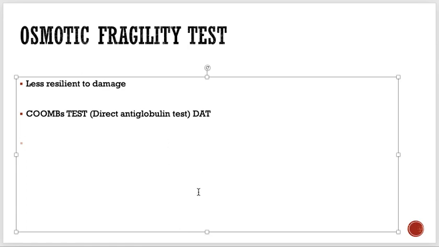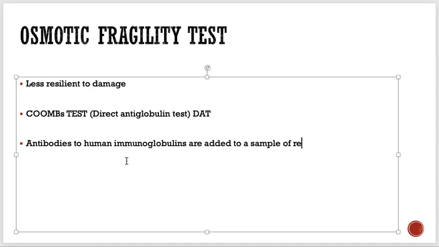In this test, antibodies to human immunoglobulins are added to a sample of red blood cells. So what we do is add antibodies to human immunoglobulins. Again, if you are good in immunology, you must understand what I'm saying. We add them to a sample of red blood cells from the patient, of course.